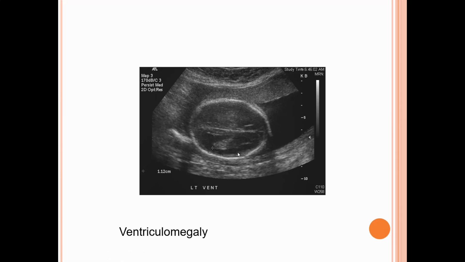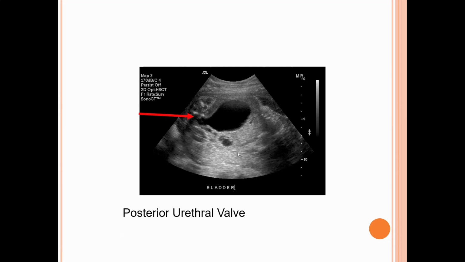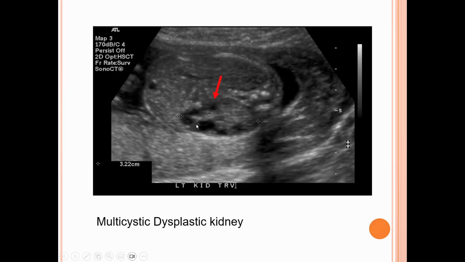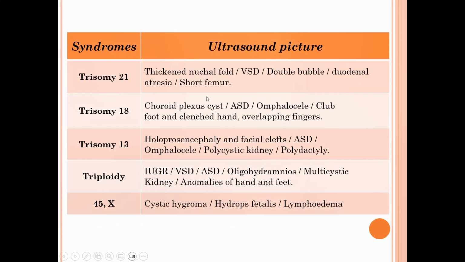Ventricle means the ventricle present in the brain. Okay, there is lateral ventricle, there is third ventricle, there is fourth ventricle. Here you can see posterior urethral wall anomalies. Here you can see multicystic dysplastic kidney. Okay, so this is the soft marker for multicystic dysplastic kidney. And so here, what are the different soft markers in different syndromes?